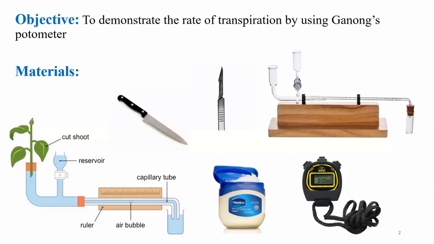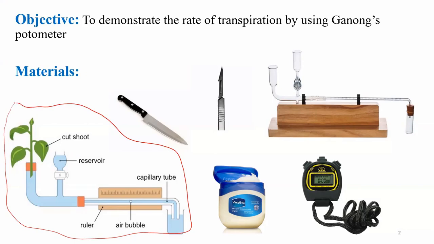So the objective is to demonstrate the rate of transpiration by using the Ganong's potometer. For this practical, this is the setup, the Ganong's potometer. For this, we need a knife, forceps, the Ganong's potometer setup, Vaseline, and a stopwatch. These are the things we need for this practical. Understood? Yes, ma'am.